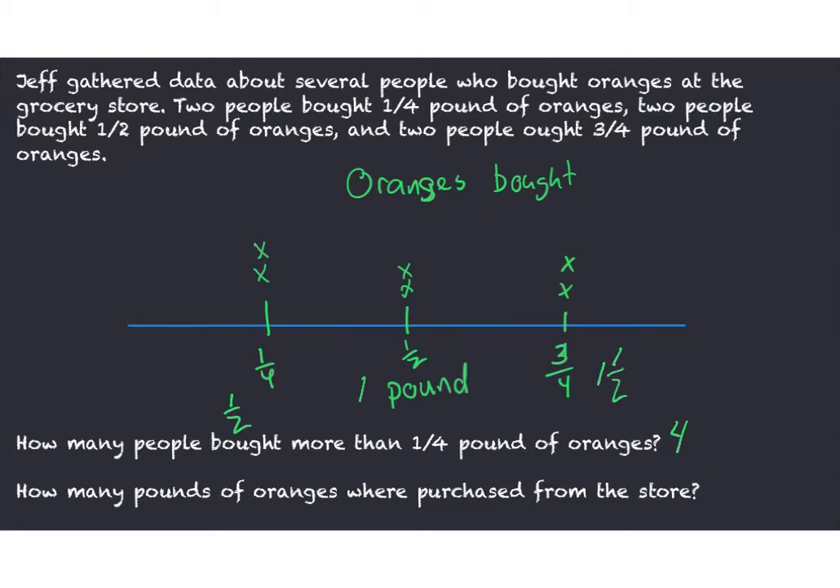So if I take all that information and add it up, 1/2 plus 1 plus 1.5, I'll end up with 1 plus 1 is 2, and 1/2 plus 1/2, that's another whole, so that'll take me up to 3. So there were 3 pounds of oranges bought from the store that day. Let's take a look at another situation.